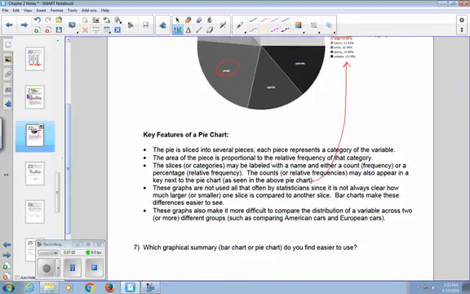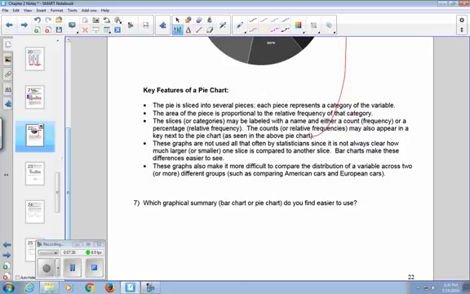All right, so our last bullet down here: these graphs also make it more difficult to compare the distribution of a variable across two or more different groups, such as comparing American cars and European cars. So imagine if we had this pie chart above with just American cars included, we might have another one next to it that did the same categories, but for European cars. All right, so last question. Which graphical summary, the bar chart or the pie chart, do you find easier to use? And which one is it easier to compare the sizes of the categories? That's somewhat subjective, but hopefully you find that the bar chart is helpful because that's what we're going to be focusing on in most of our other sections.